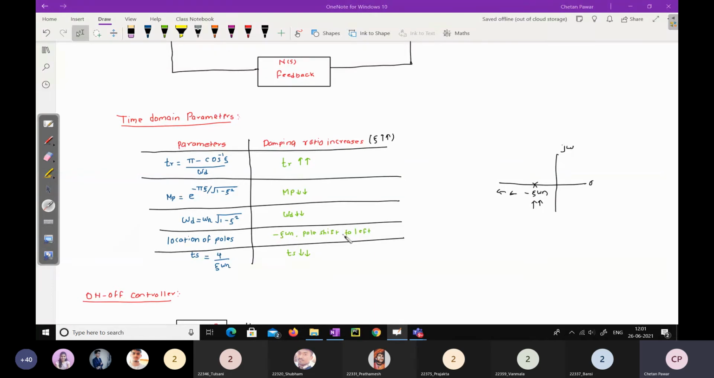And what will be the settling time? Settling time will decrease because I am increasing the damping. Okay, so settling time will decrease.